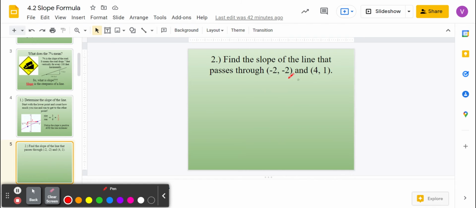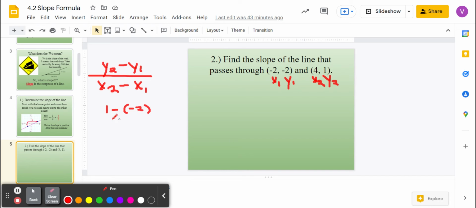Now, if we don't have a graph, we can have 2 points that are on the graph. So we're going to have to use the slope formula, which is y2 minus y1 over x2 minus x1. Now, when we go to label these, this is your first x, this is your first y, this is going to be your second x, and this is going to be your second y. So let's plug it in using the formula. I'm going to have 1 minus a negative 2, and I put in parentheses so I don't confuse myself. And then I get 4, and I subtract it by negative 2 as well. And again, put in parentheses so you don't confuse yourself.